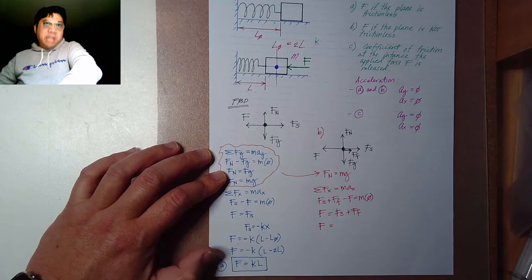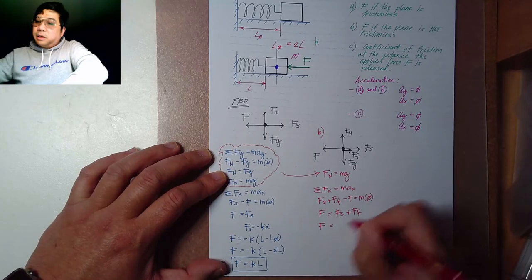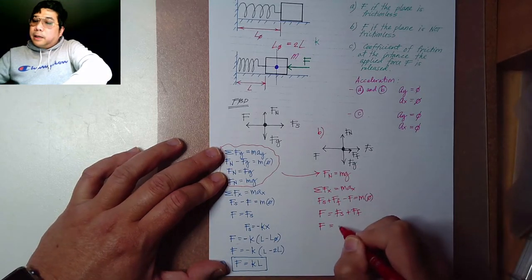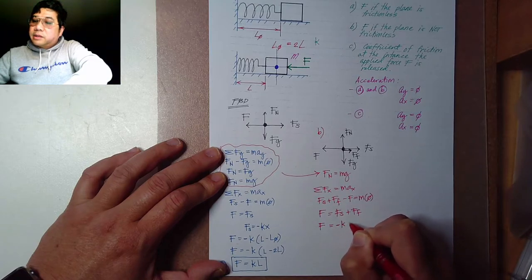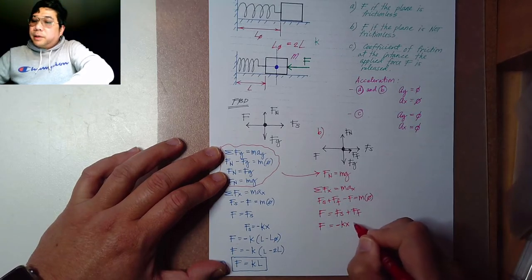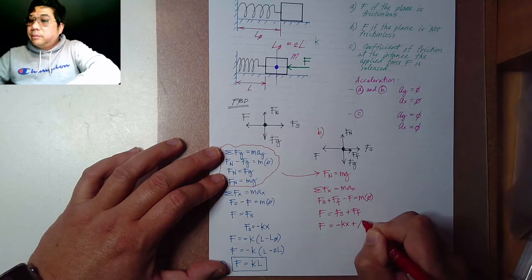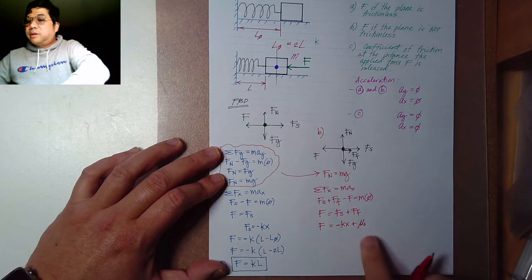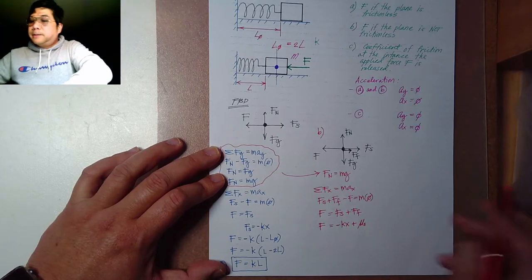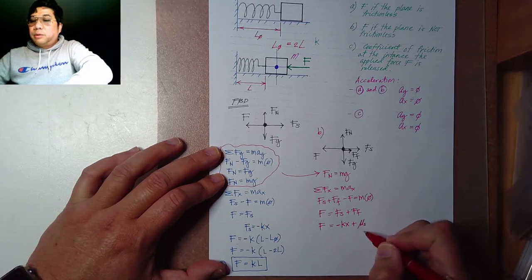Now, you want to see it again? Let's do it. So that is negative kx plus what is force of friction? We've been doing it for the longest time, and it's not moving, so that's the coefficient of static friction multiplied by the normal force.